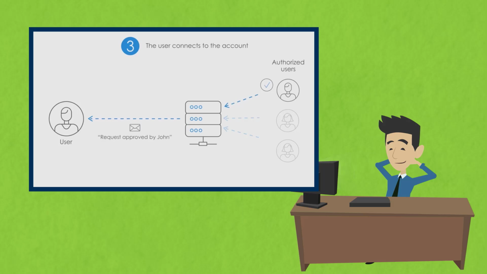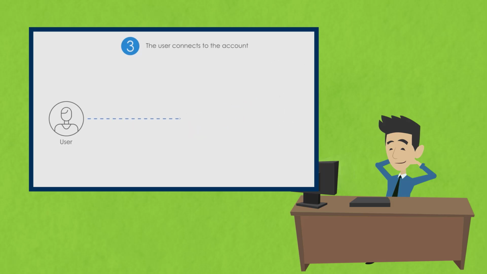Each time an authorized user responds to the request, the user who created it receives a notification. When the total number of required confirmations is received for the request, this user receives a final notification. The user can now activate the confirmation and access the account according to the request specifications.